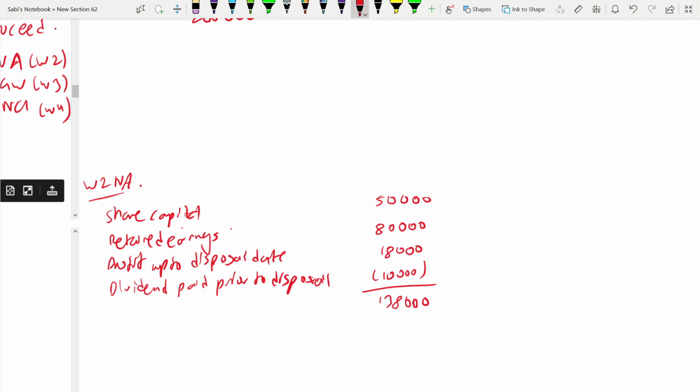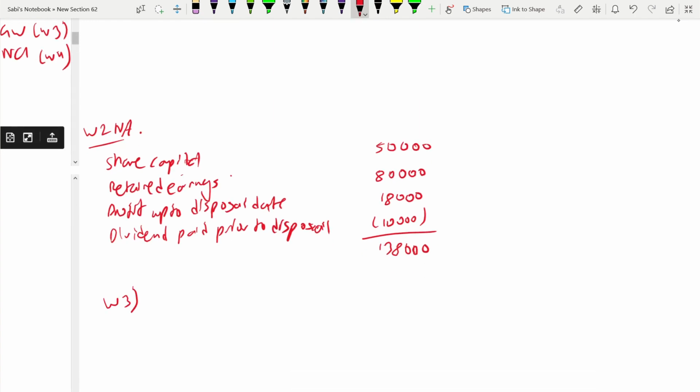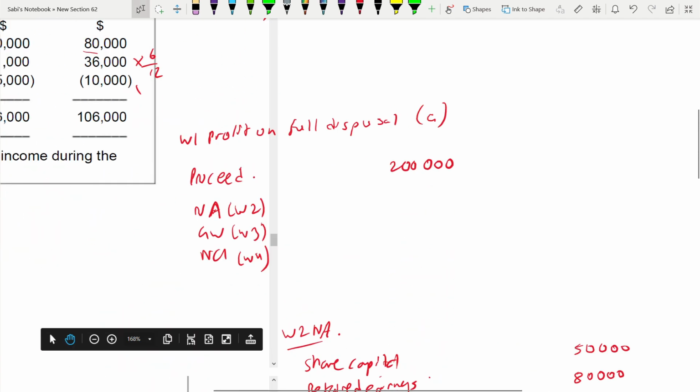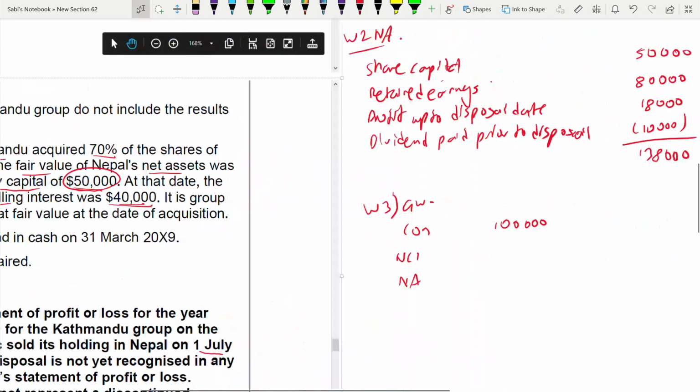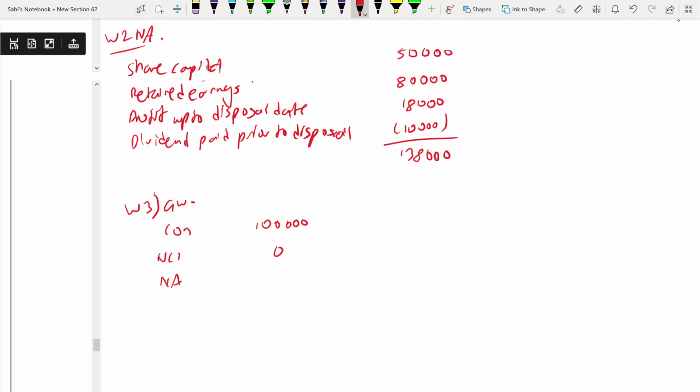Okay. We'll immediately go to working 3, goodwill. So you start with consideration. 100,000 was the consideration. Then NCI, then net asset. So NCI, they have already given you, I think, 40,000. Yes, 40,000. And net asset, they have already given 110,000 at the date of acquisition. It's there in the additional information, you will get it. So goodwill is 30,000, no impairment.